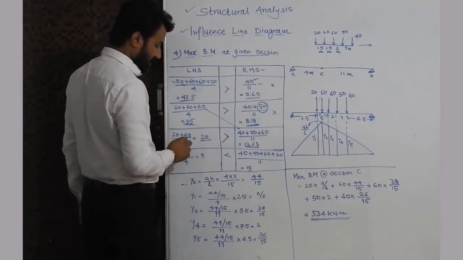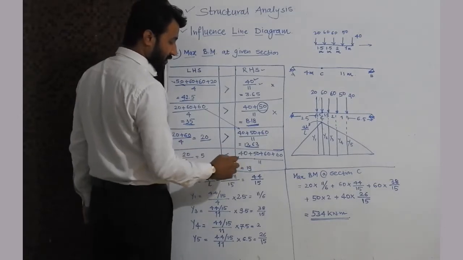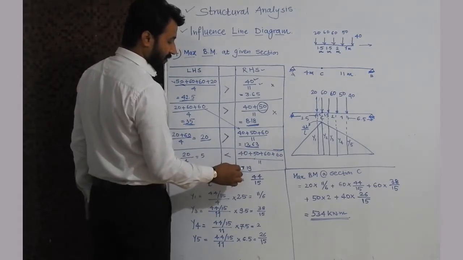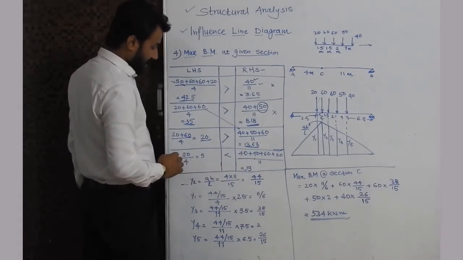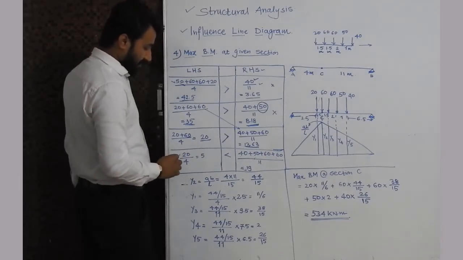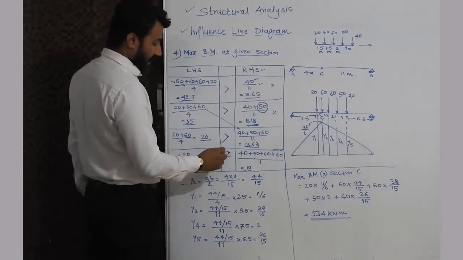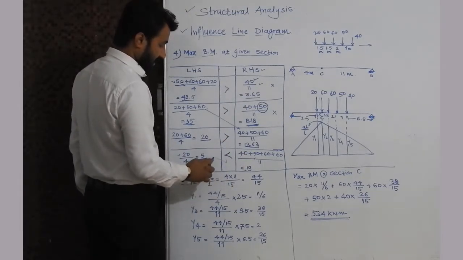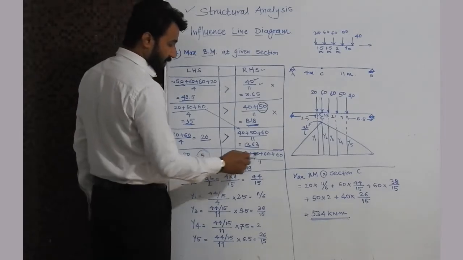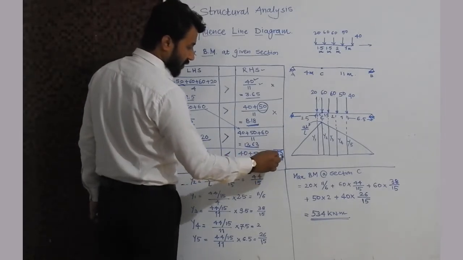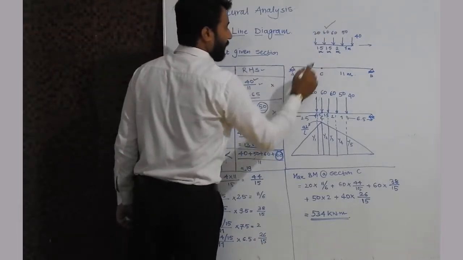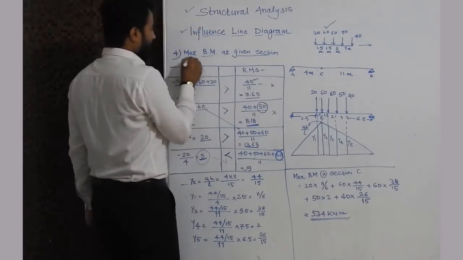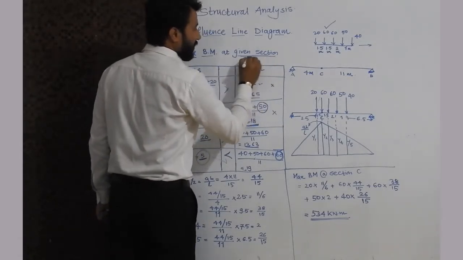We will transfer the next 60 kN load to the RHS side. So on the RHS side this will be 40 plus 50 plus 60 plus 60 divided by 11, and the value we get is 19. On the LHS side there is only one load, 20 divided by 4, so the value we get is 5. Now the sign is changing, so the RHS side is greater than the LHS side. So by keeping this 60 kN load on section C, whatever bending moment we get will be the maximum bending moment under the given section.